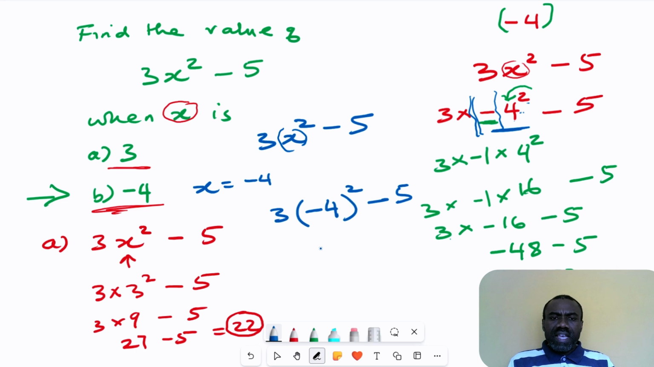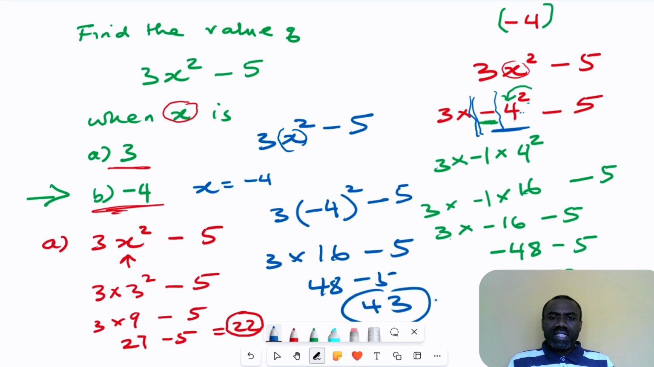So this gives us 16 times 3, which is 48 minus 5. And so 48 minus 5 then becomes 43. And this is a correct answer. Okay, let's go on to check another question.